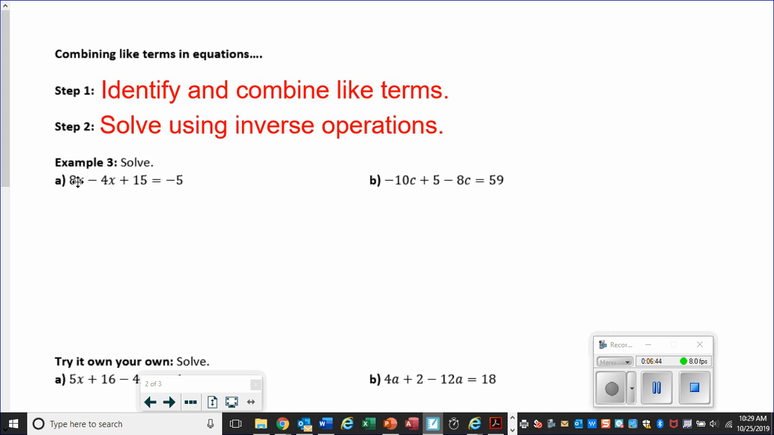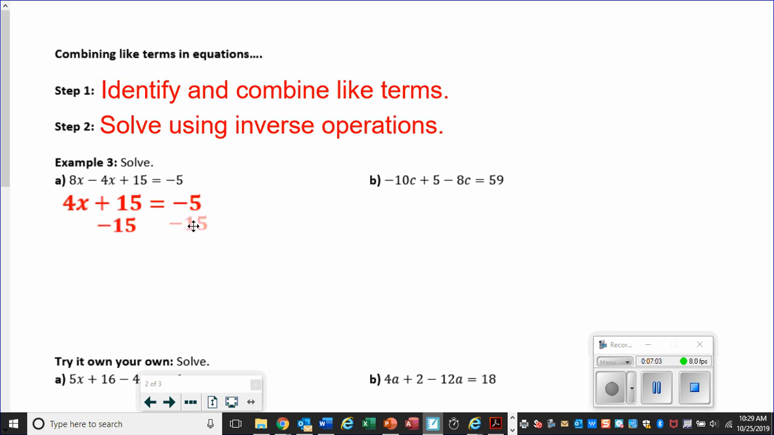So example 3. I look at my problem. There's no parentheses, so I'm good to go. I can move on to combining. I have an 8x and a negative 4x. So together they make 4x. And then I add the 15, which is there. So I bring it down. It makes it into a two-step equation that I can solve.